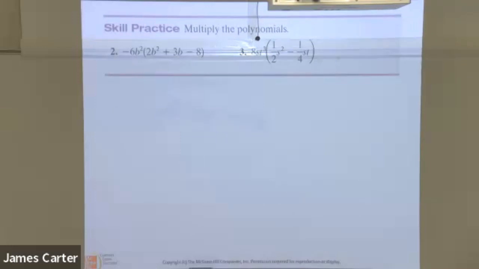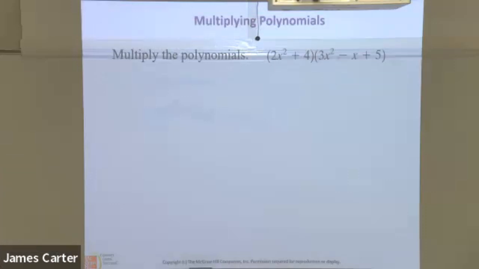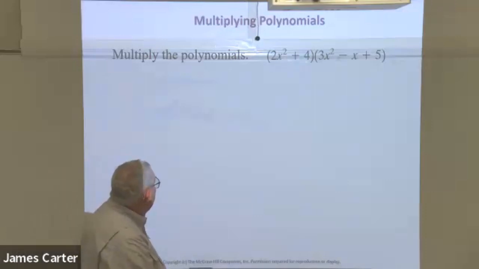Well, here are a couple more. I can go through these, or we can go over these, or past these. Your call. Anyone want to see either one of these? Okay. Now we're moving into multiplying polynomials. In this case, we have a binomial times a trinomial.